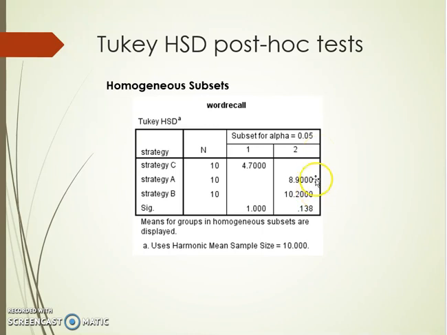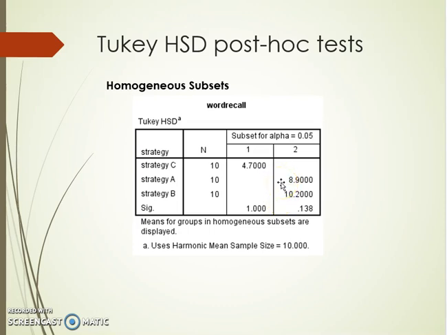If two categories of the independent variable are in the same column, that means they're not significantly different from one another. However, if they're in a different column, then there is a difference between the groups. So this tells me that strategy C is significantly different from strategy A and from strategy B. However, there's not a difference between A and B.